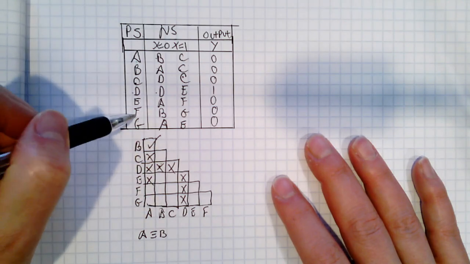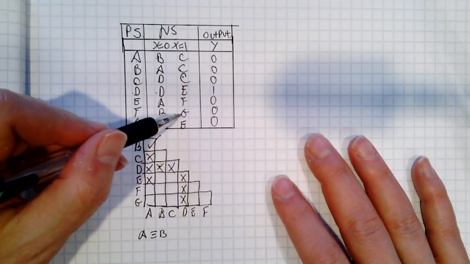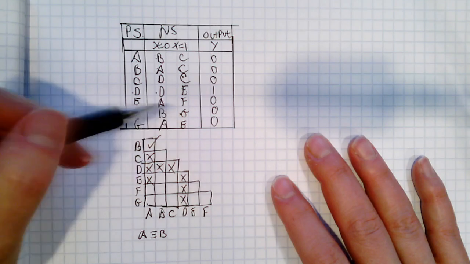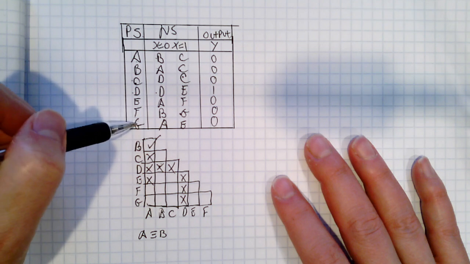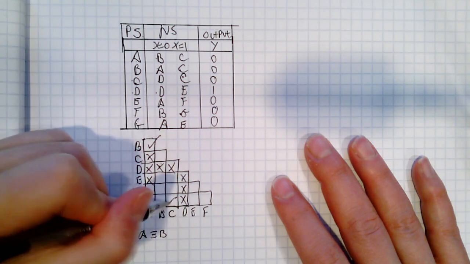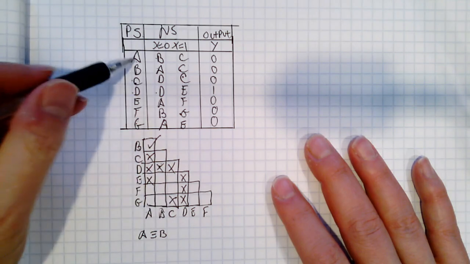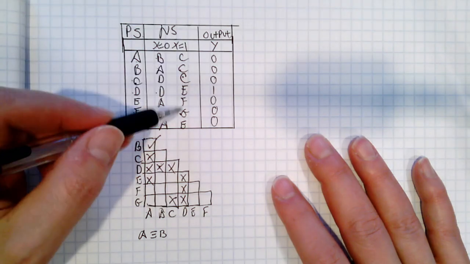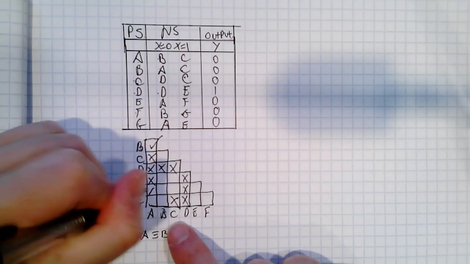A is equivalent to F if B is equal to B, and it is, and if G is equal to C. Well, we don't know about G and C, so let's explore that. G is equivalent to C if A is equivalent to D, but it's not. So G is not equivalent to C, and now we can go back to A and F. A is equivalent to F if B is equivalent to B, that's good, and if G is equivalent to C, and we know now that it is not, so now we can eliminate that one.